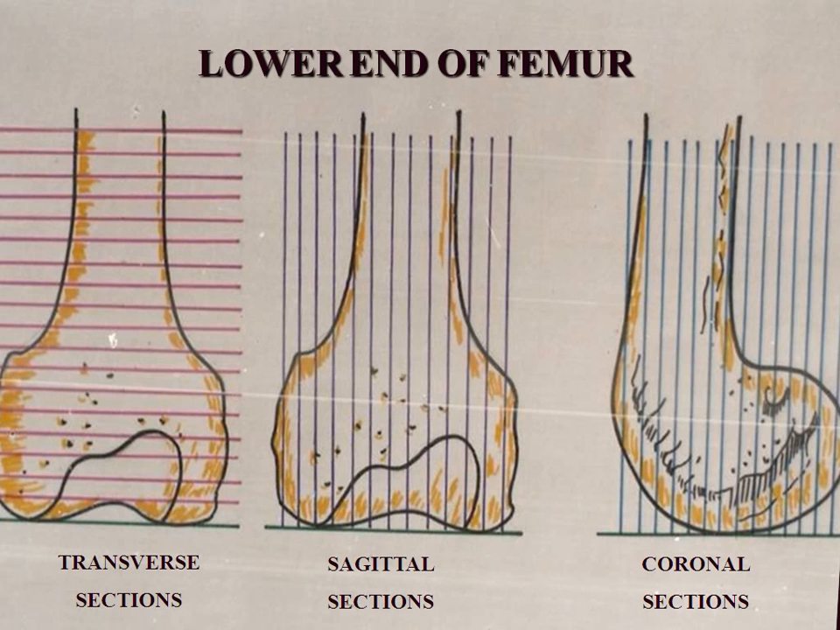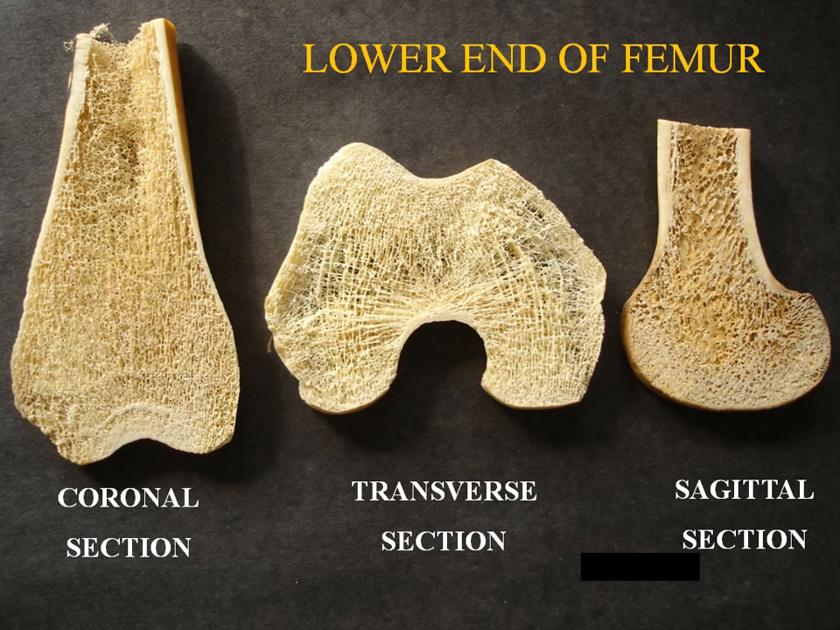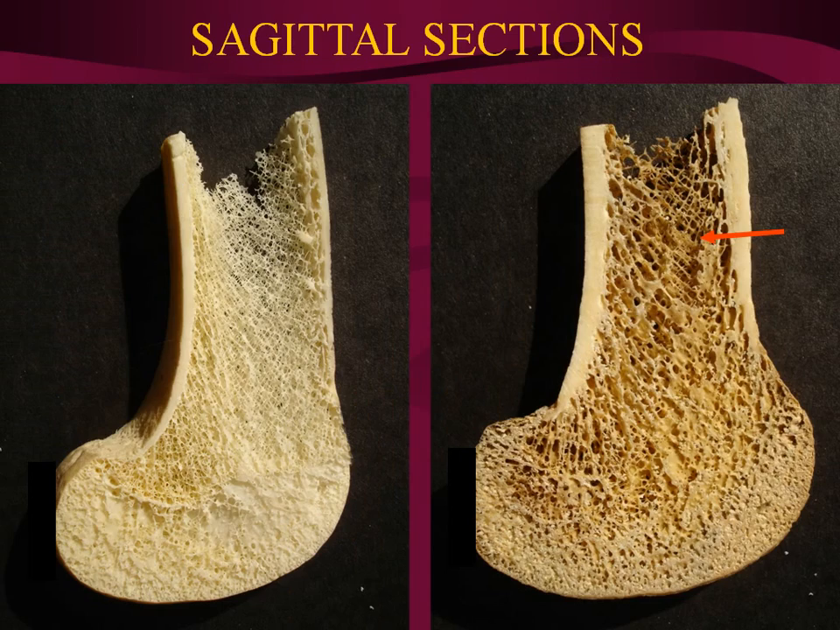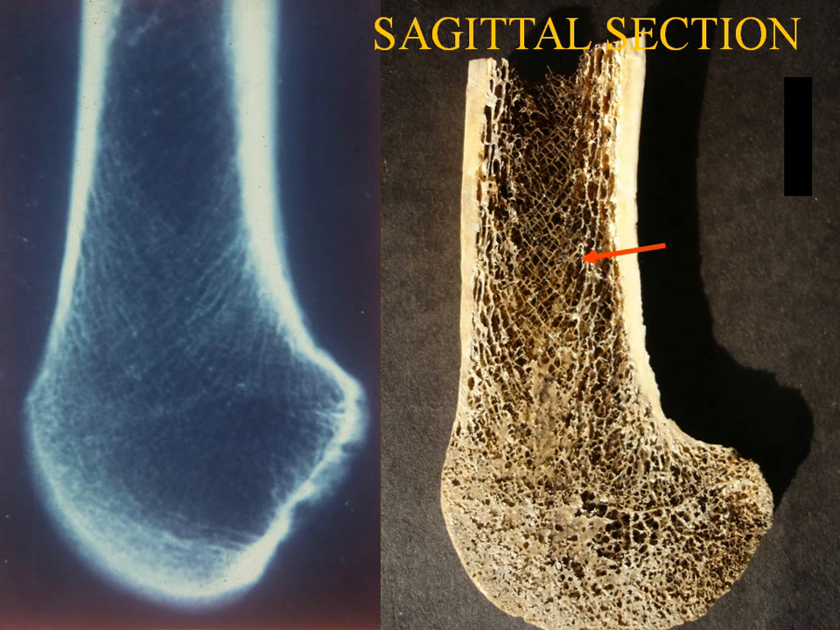Then we studied the lower end of the femur, and the movement occurring in the knee is only in the sagittal plane. So here, the same kind of feature is seen only in the sagittal sections, as you can see here. The same feature is seen of decussation of the same arching network only in the sagittal sections.